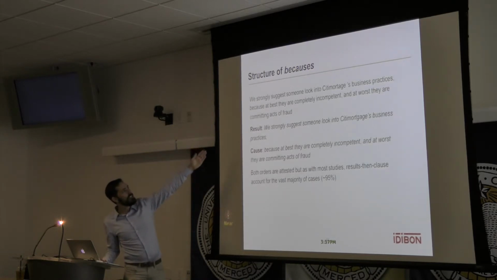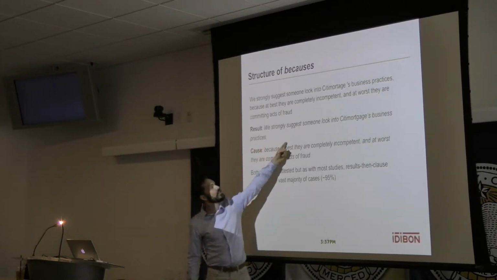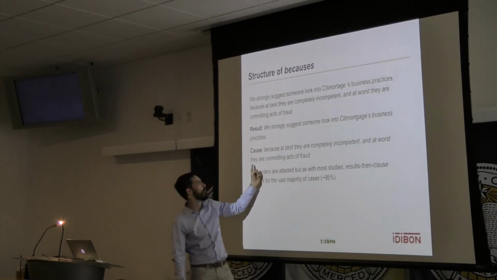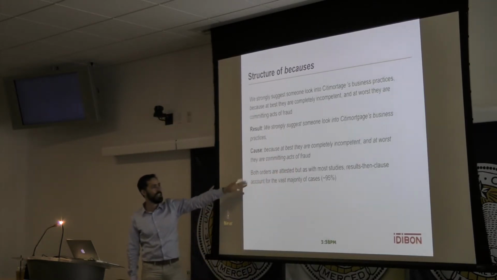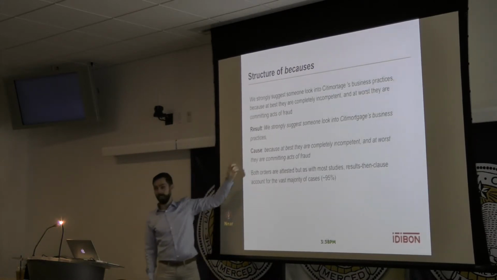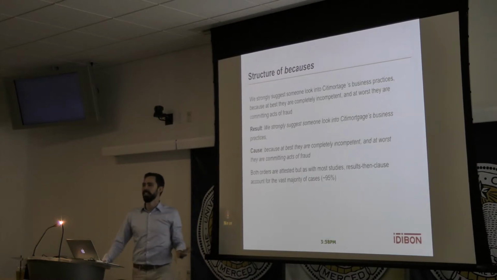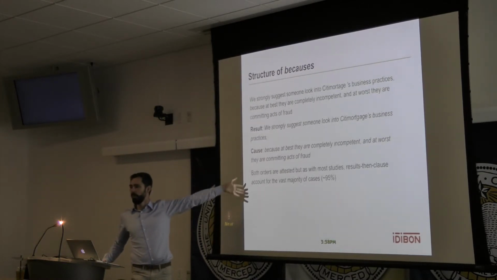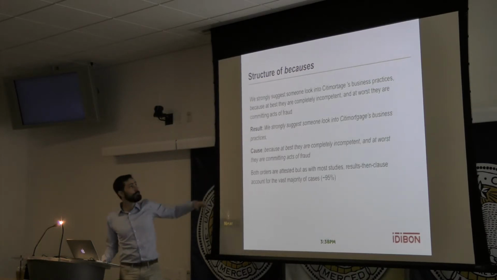So just to give you a sense of this, the result is: we strongly suggest someone look into Citi Mortgage's business practices because at best they are completely incompetent and at worst they are committing acts of fraud. So that's what I just said, it tends to be this order, result then cause. And that's what everybody finds in literature. You almost never begin with because in speech. You do get a lot more in writing, but it's never very much.